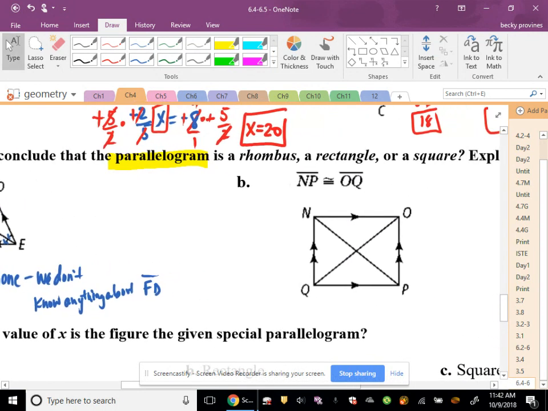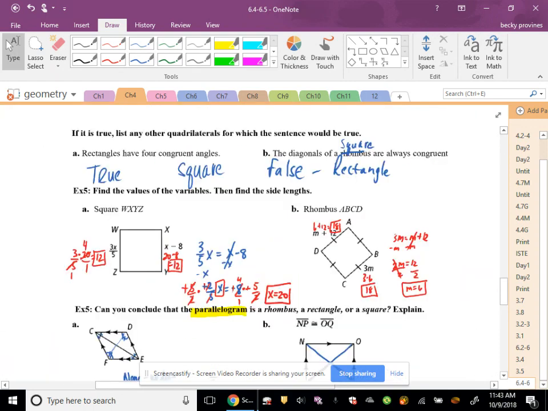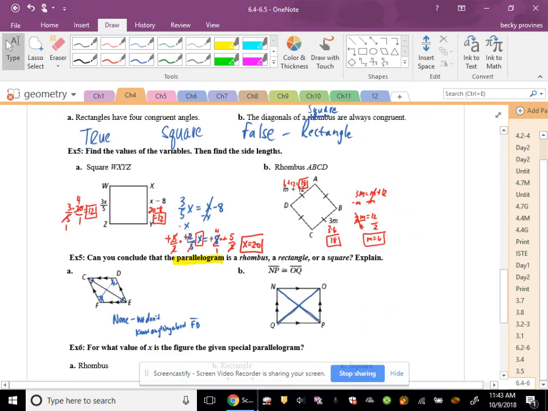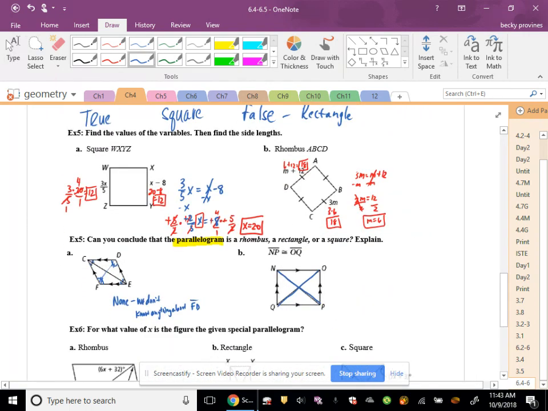Okay, on the next one, we know that N to P and O to Q are congruent. Okay, so that's promising. They're the same measurement. Let's go back and look. When you have a rectangle, it says the diagonals are congruent. Now, do we know about both of them? We do. We have both diagonals. They're both congruent. So this is definitely a rectangle.